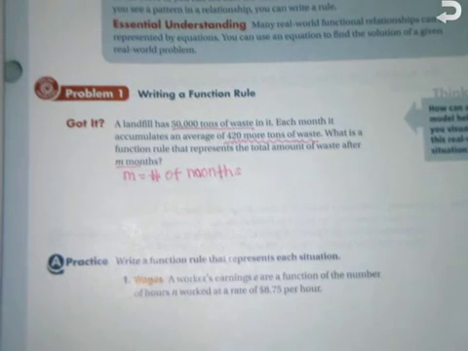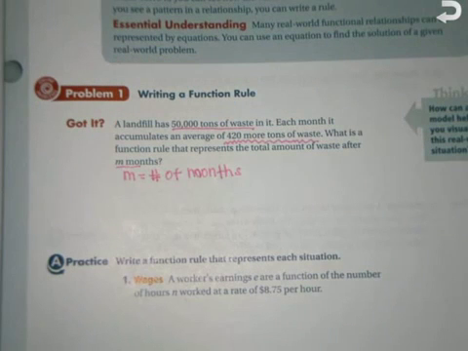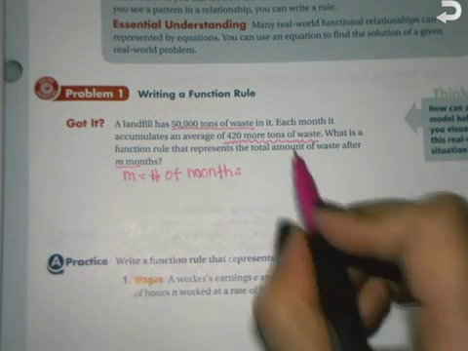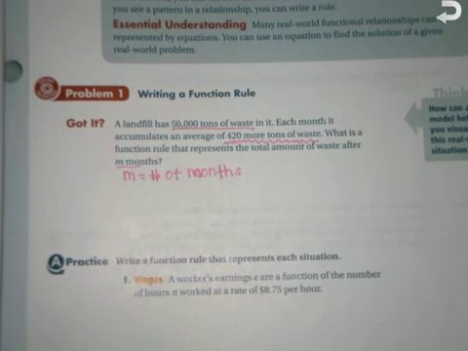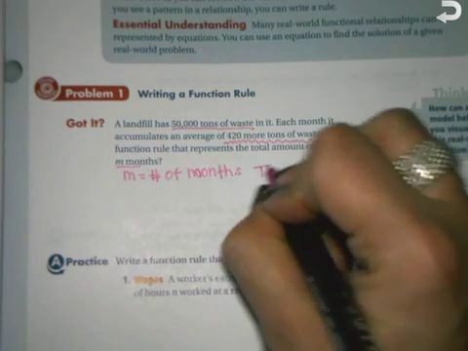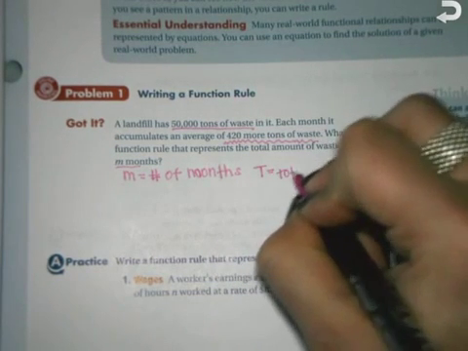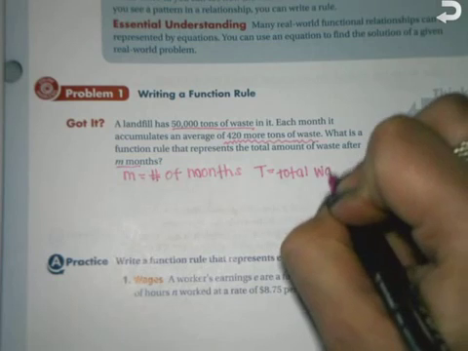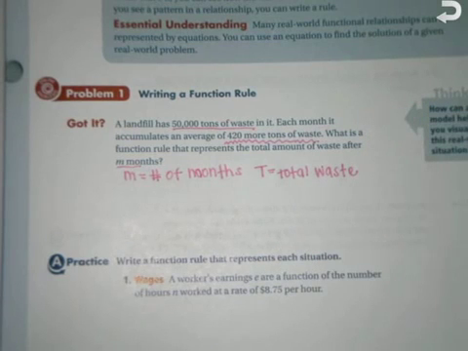What would our other variable represent? The total amount of waste. What do you guys want to call that? T? Okay, so T equals total waste. If you want to use W, you can use W. If you want to use Y, you can use Y. You can use whatever variable you want. There's not a right or wrong answer. You just have to tell me what it stands for, so that way I know.